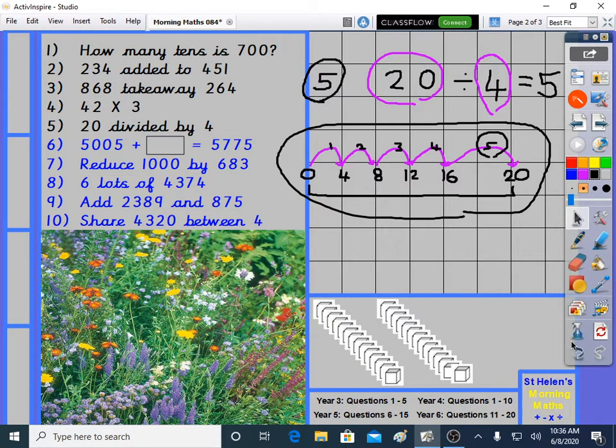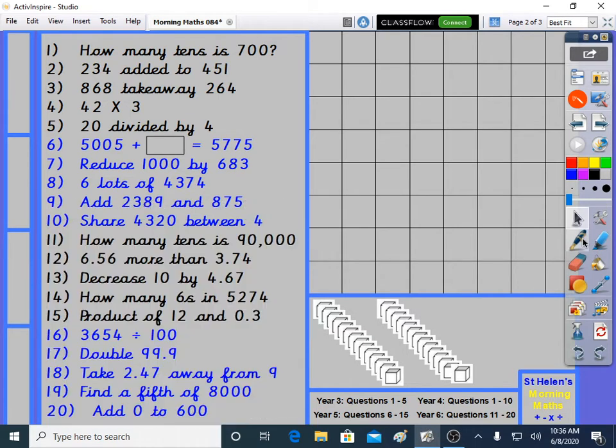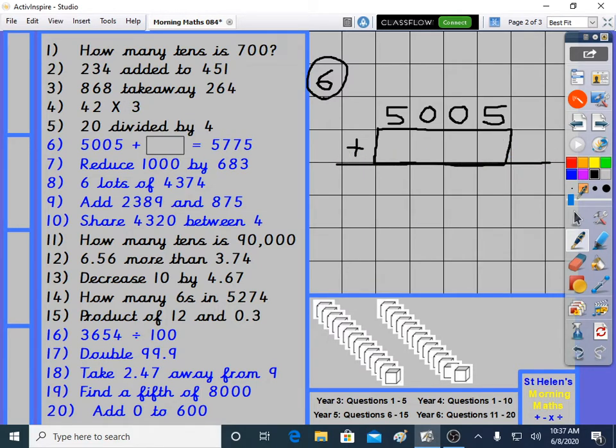Now we're going to the year 4 level work. Let's get rid of these flowers for the faster people. And question 6. 5,000 plus something is 5,775. I think I said that wrong. 5,005 plus a mystery. I feel like drawing the box today. Makes the line look a bit strange. Anyway, 5,005 plus something is 5,775.